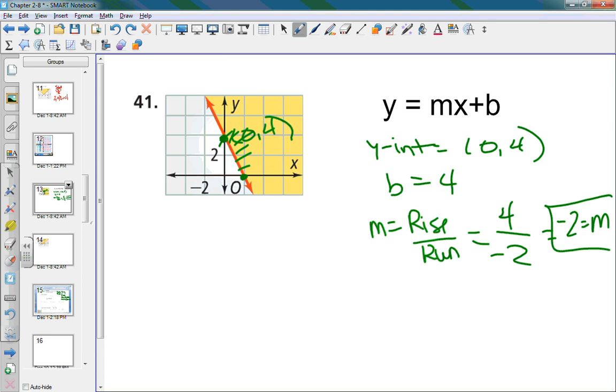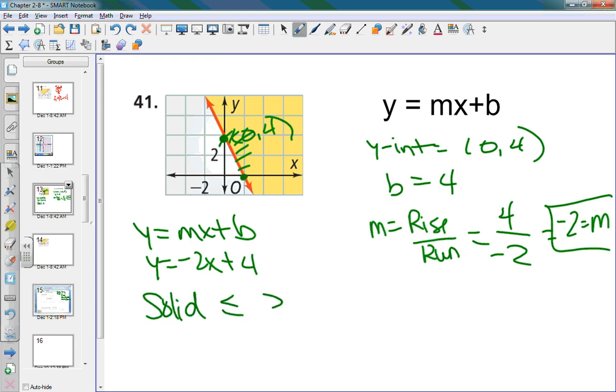So now I found m and I found b. So I have y is equal to mx plus b. So that means y is equal to -2x plus 4. That's my equation. But I need to turn my equation into a what? An inequality, which means I have those 2 special questions I have to ask. What's the first question? Is the line solid or dotted? Solid. It is solid, so therefore I'm using less than or equal to or greater than or equal to.